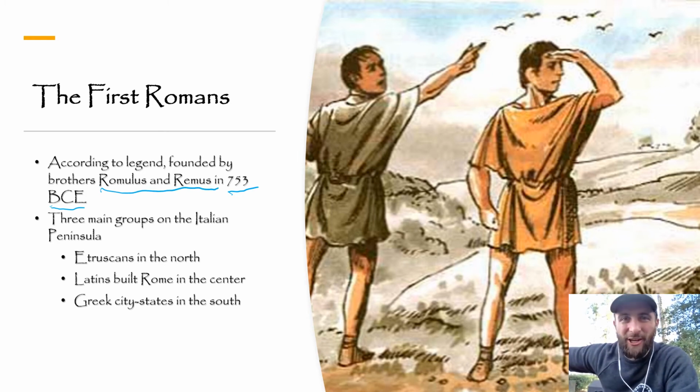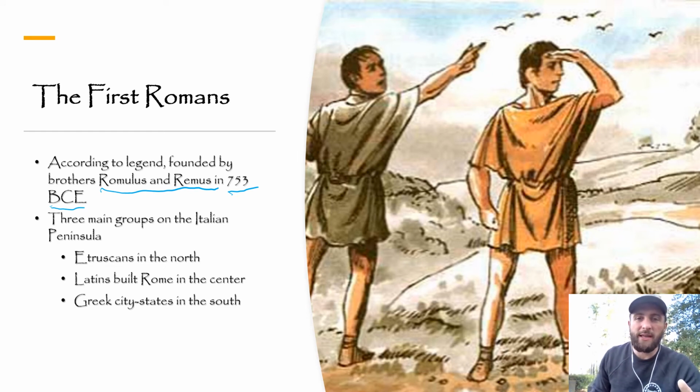According to legend, these two brothers washed ashore in a basket on the shores of the river Tiber. And they were picked up and then raised by a family of wolves. That's why in that statue you see a couple of boys suckling at the teat of a wolf. Crazy, weird stuff, I know. But they were raised by wolves and they inherited a lot of the traits of wolves. Loyalty, bravery, things like that.